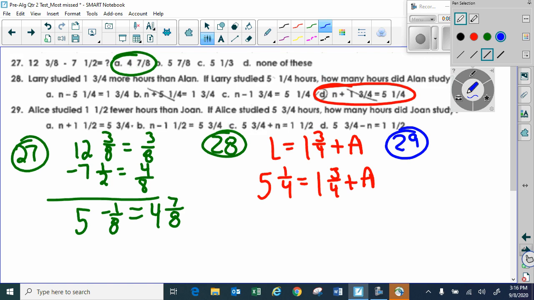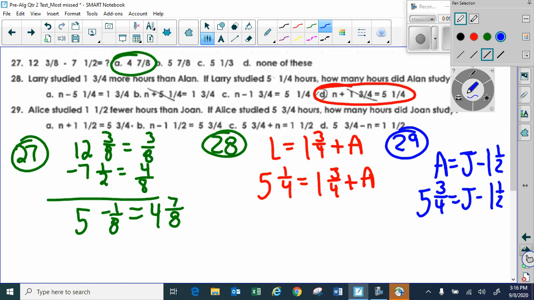Alice studied 1 1/2 fewer hours than Joan. So Alice studied 1 1/2 hours fewer than Joan. So Joan minus 1 1/2. Okay, if Alice studied 5 3/4, so substitute 5 3/4 in for that, it goes J minus 1 1/2. Now, of course, the J is just the N in here, so we look for it. We're going to see N minus 1 1/2. N minus 1 1/2 equals 5 3/4 right there. Okay, next.